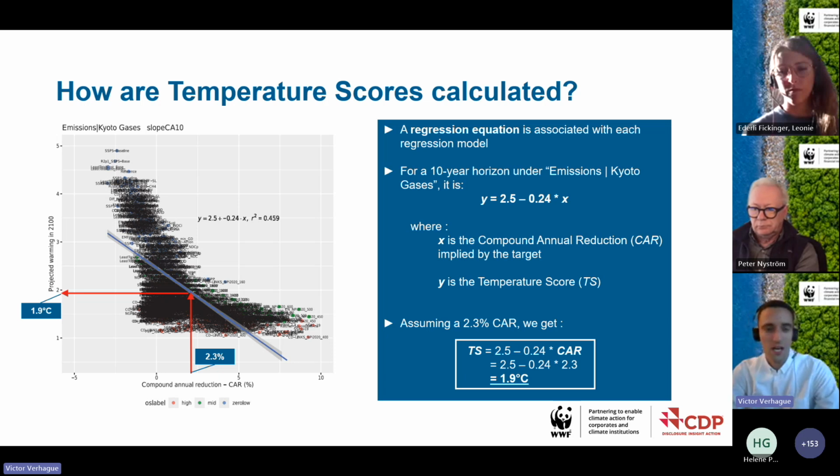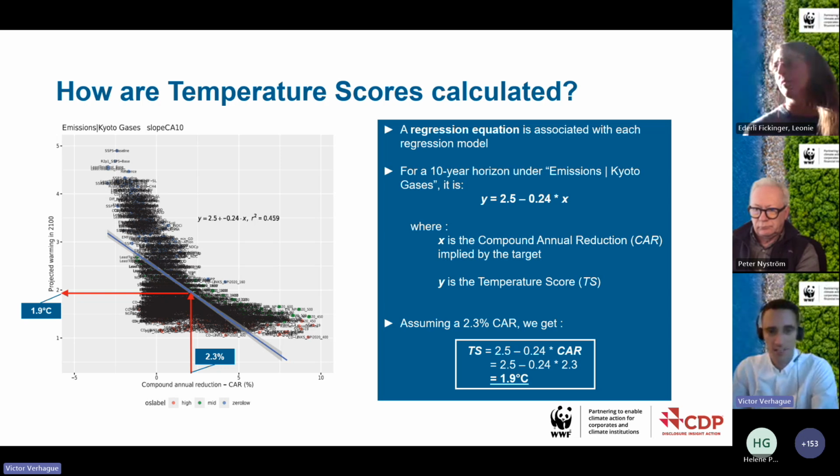So we've just walked you through the nitty-gritty of benchmark creation and our very extensive company scoring protocol. But a rather essential thing that we haven't really covered yet, and that you might be wondering about, is how are temperature scores actually calculated? Well, Hélène already explained that the regression models in step 1 establish a linear relationship between the emissions reduction of all of our climate scenarios and the temperature outcomes associated with such scenarios.